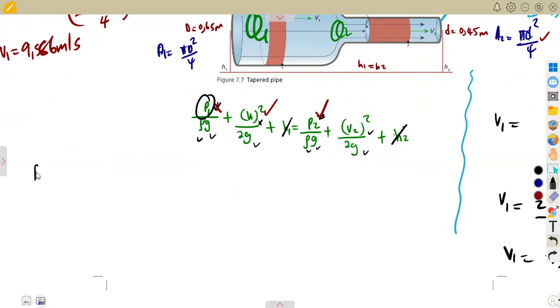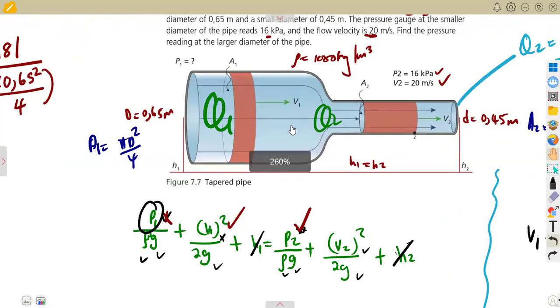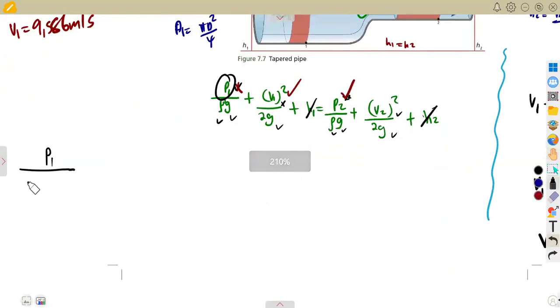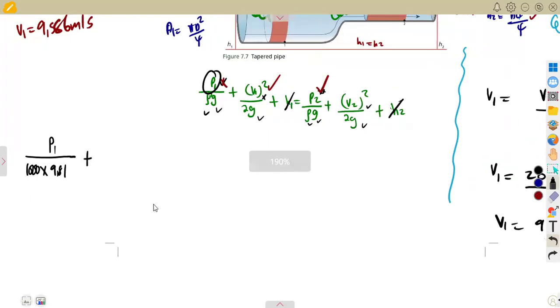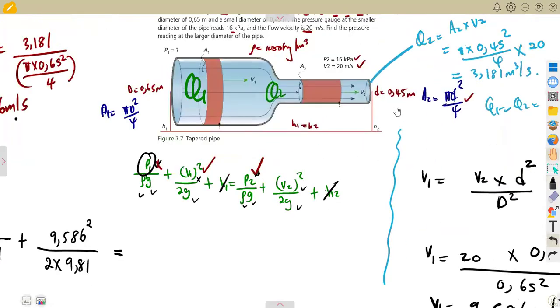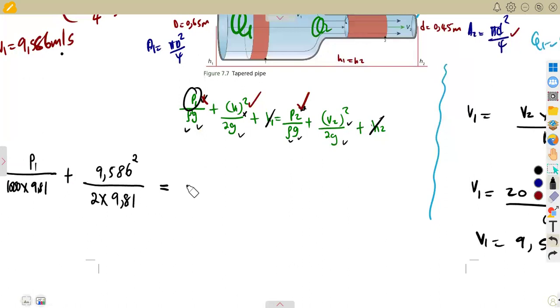So this is the P1 that we're going to have, P1 over the density. What was our density in this case? The density was 1,000 kilograms per cubic meter. Like I said, you might not be given. You're supposed to know the density of water. Then times the gravitational acceleration, which is 9.81, plus V1, which is the velocity that we calculated, 9.586. So it's going to be V1 squared, everything over 2 times the gravitational acceleration again. Then, like I said, H1 and H2 are the same, so they will cancel each other. So it's going to be equal to P2. We have got the pressure at the exit, which is 16 kilopascal. So that's 16,000, or 16 times 10 to the exponent of 3 kilopascal.